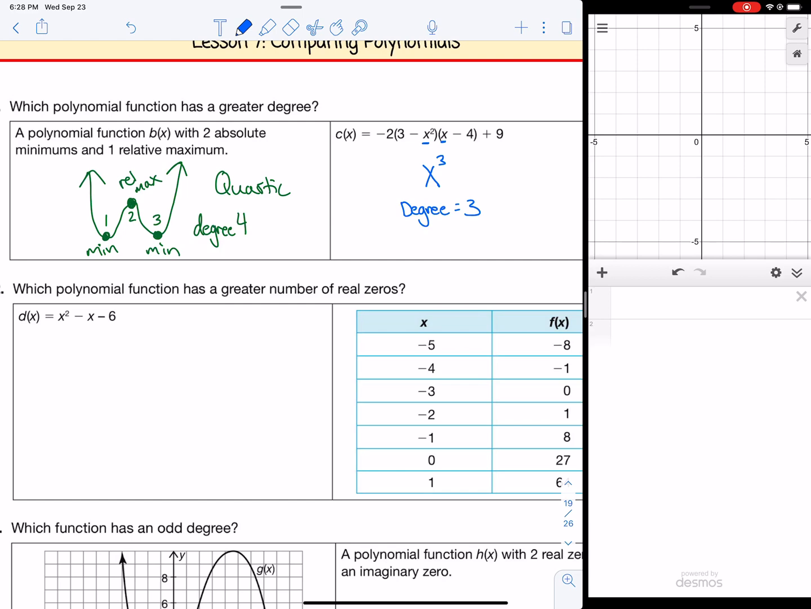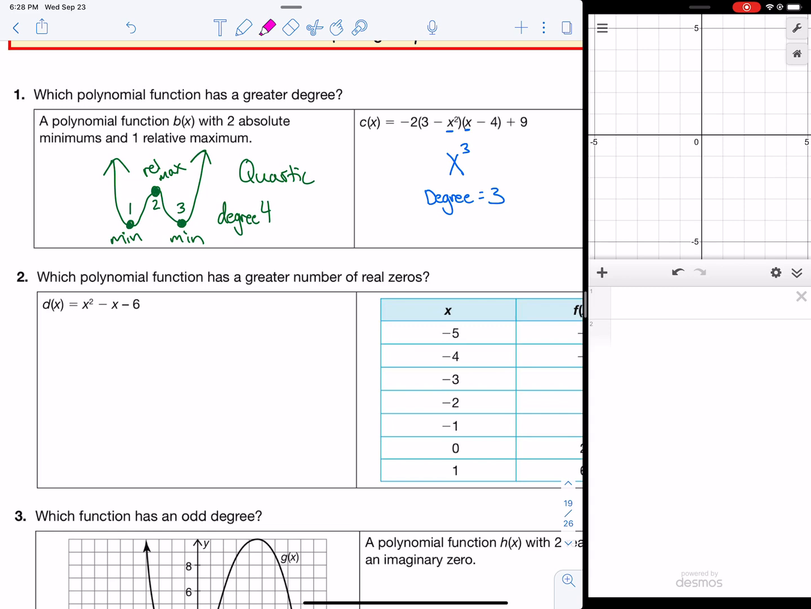So don't worry about multiplying everything together. You can tell just by multiplying your x's together that the highest exponent possible would be a 3. And so when it said which one has a greater degree, you'd want to choose this first one.